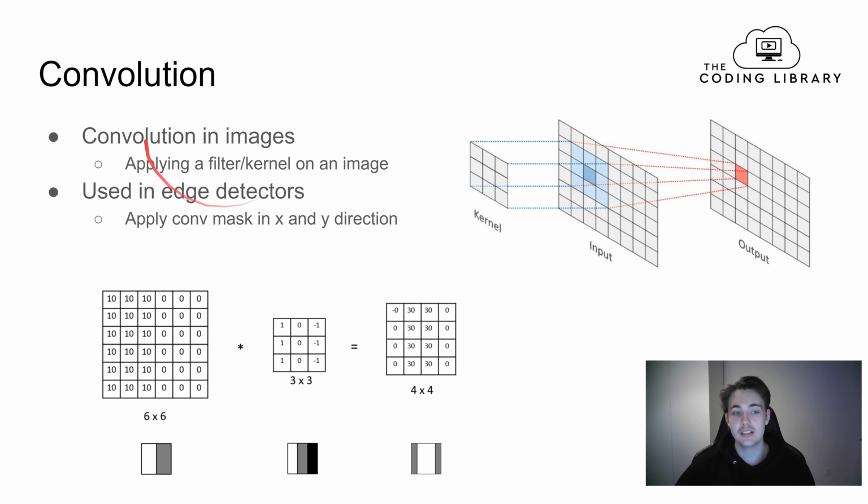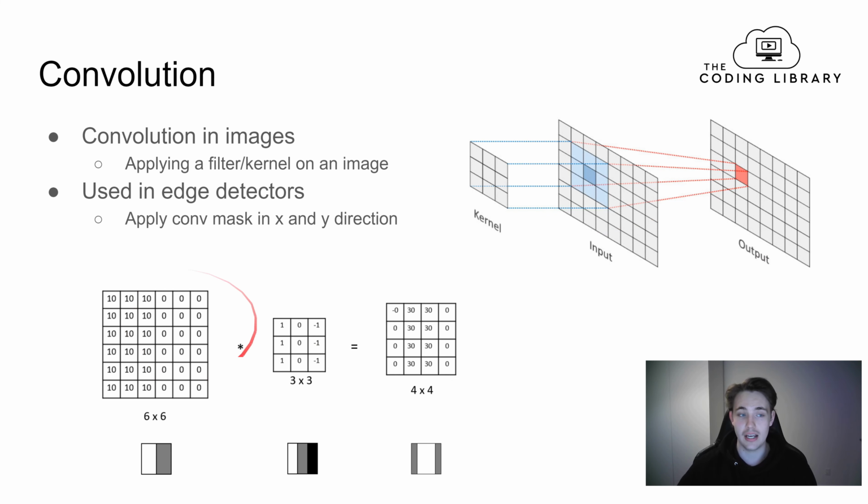So when we're using convolution in images, we're just applying a filter or kernel on an image, and it is used in edge detection, where we apply the convolutional mask in the x and y direction. Let's say we have some kernel that we apply on top of our input image, and there's an output from this convolution, which will tell us if there's an edge in the image, if there's a change in the pixel intensities.